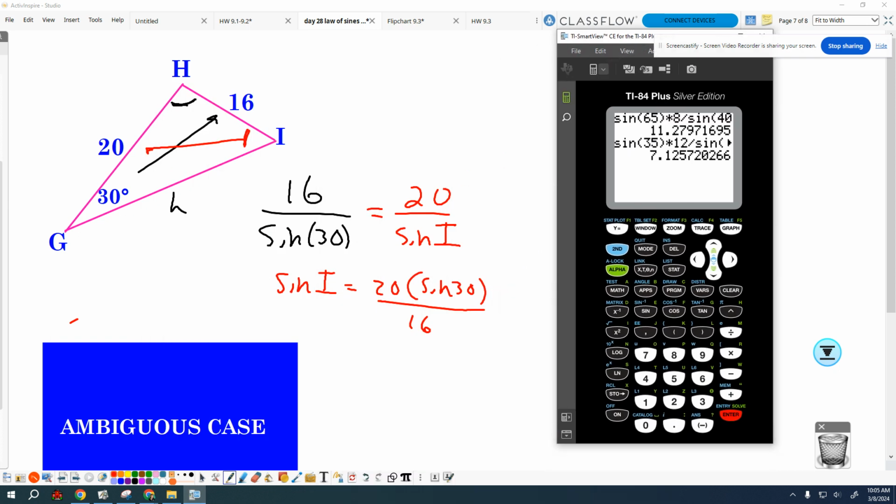All right, so let's try it. Sine of 30 is a half, 20 times a half is 10, divided by 16, sine inverse of that. It's about 38.7. So 39. All right, we'll call it 39.